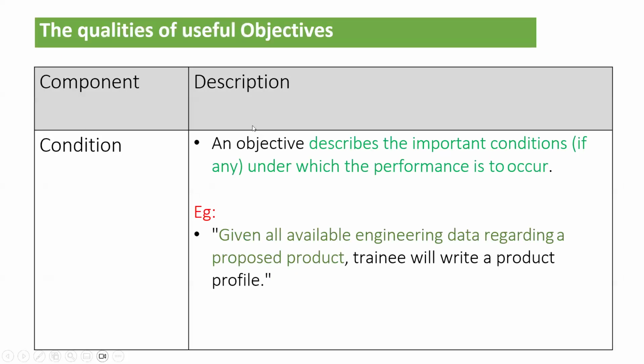Then condition: an objective describes the important conditions under which the performance is to occur. Given all available engineering data regarding a proposed product, the trainee will write a product profile, right? So that is the condition. Given all available engineering data regarding a proposed product, which has already been given in the training, in such a case the trainee or the learner must be able to write the product profile. That's the expectation.